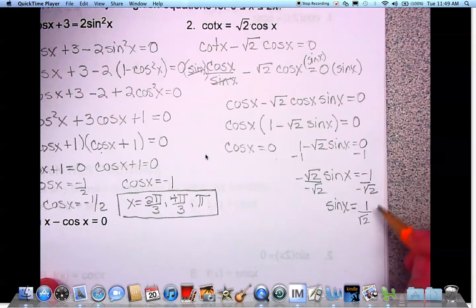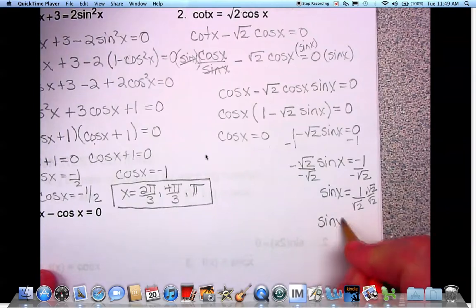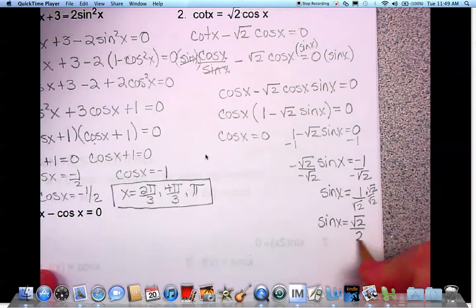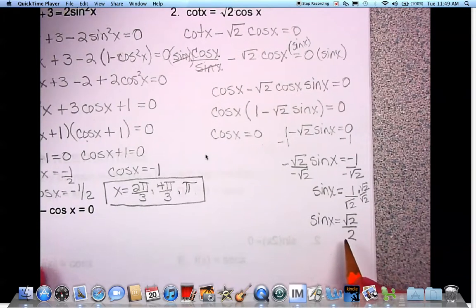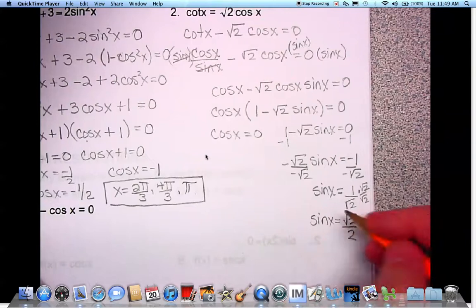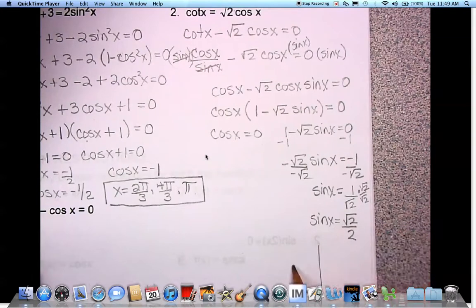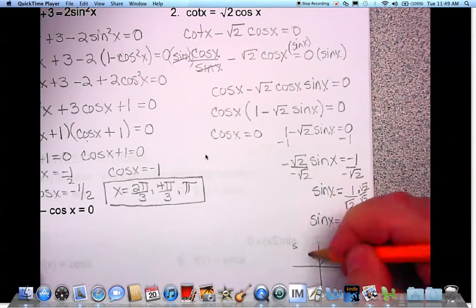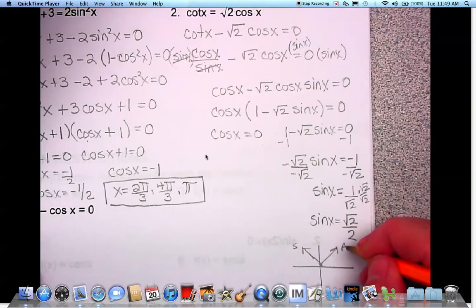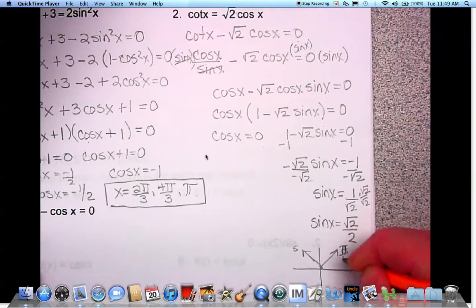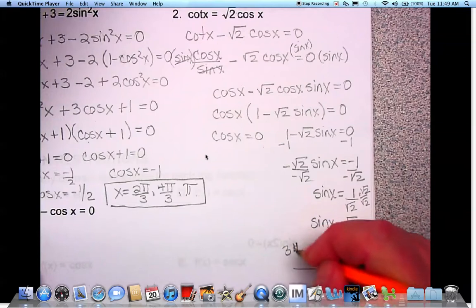Right, because we have to change it to square root of 2 times the square root of 2, so it's going to be square root of 2 over 2. And sine x is at 45 degrees, right? Does everybody understand that we got square root of 2 over 2 here? Yes. Okay, good. So when is sine positive? Pi over 4 and 3 pi over 4.